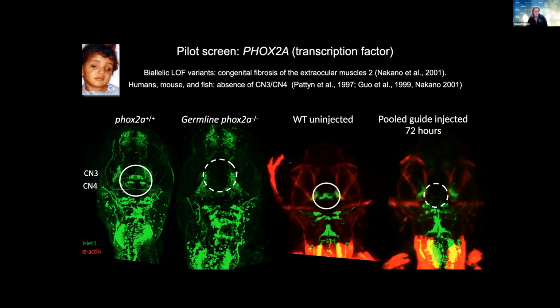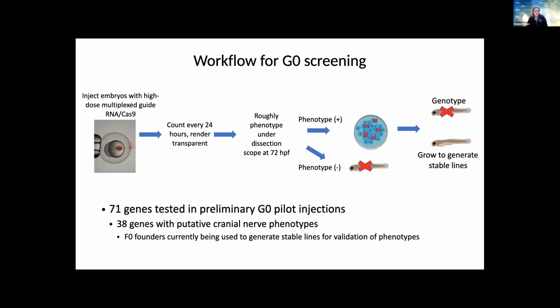After confirming several additional known CCDD genes similar to this, she now has a smooth workflow for her G0 screen. She's tested about 71 genes for loss of function with preliminary G0 pilot injections, and 38 genes have putative appropriate craniomotor neuron phenotypes. The F0s for most of these are now adults and being crossed to examine the developing embryos. And I'm just presenting this because we're hopeful that this may be a feasible approach to screen at least loss of function candidates in a rapid way, not only for CCDDs, but for other developmental phenotypes that may be visible in zebrafish.